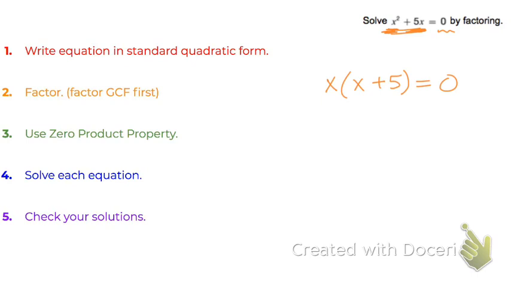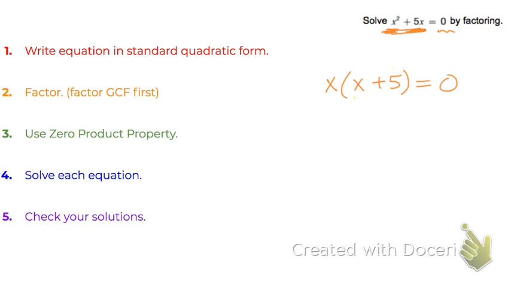You can always check it by just multiplying. X times x is x squared, x times 5 is 5x. So once you have that factored, in this case we can't factor this anymore. X plus 5, we can't change that into something times something equals x plus 5. So we're done factoring. Now we're just going to use the zero product property to come up with the solutions.